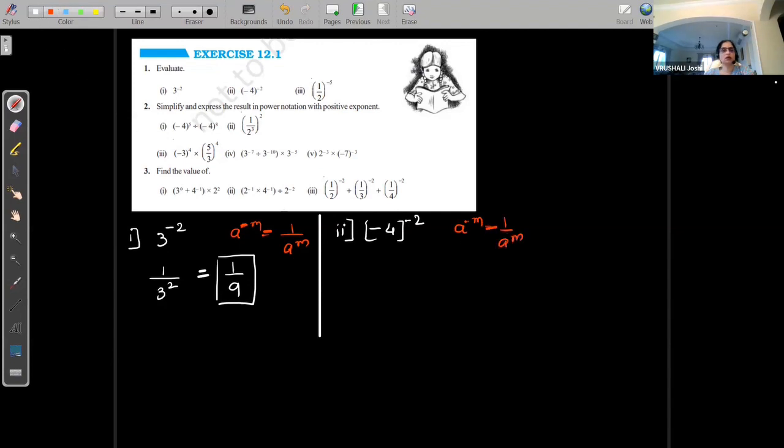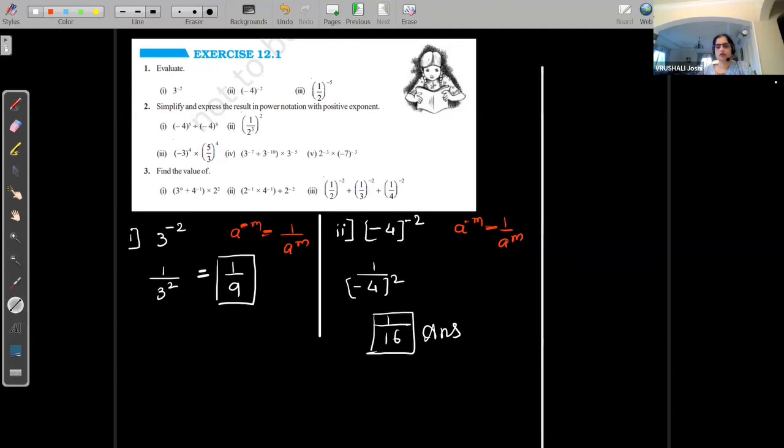Trisha, are you doing it? Yes, ma'am. Okay. So this will be 1 by minus 4 the whole square. That is equal to 1 by 4 fourths. Minus 4 into minus 4 will give you plus 16. Okay. Can all of you do the third question yourself?